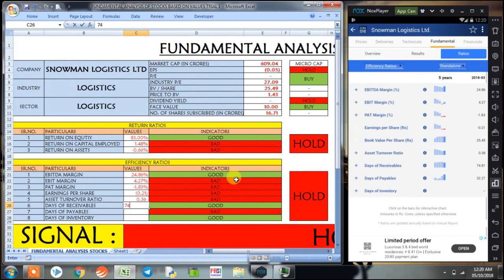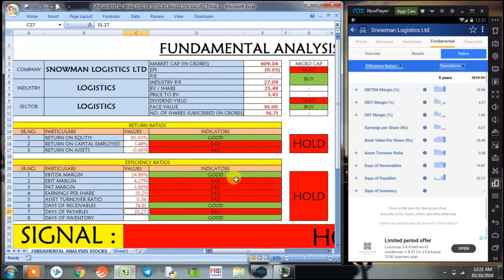Days of receivables is 74.81. Had it been 1 or had it been 365, it would have given us a bad signal. But for 74.81, it is giving a good signal. Days of payables is 33.27.